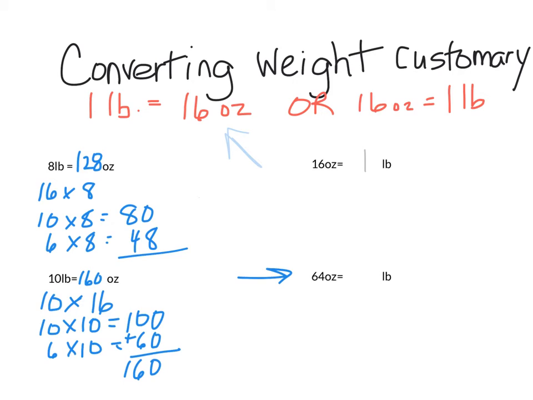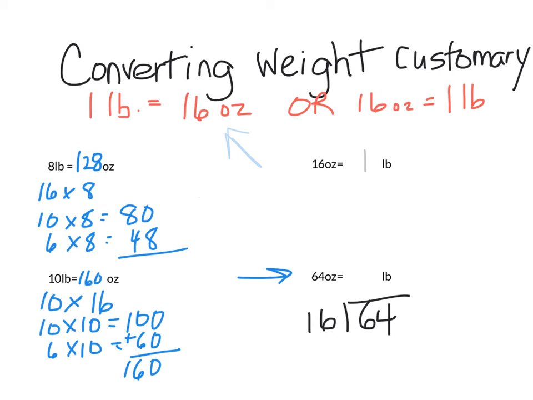So now what we're going to do is we're going to go down here to 64 ounces. 64 ounces. So we've got to work backwards with this one. So we know that there are, let's think about this, right? We have to do 64 divided by 16. So we have to stop and think a little bit. 16 goes into 64 how many times?